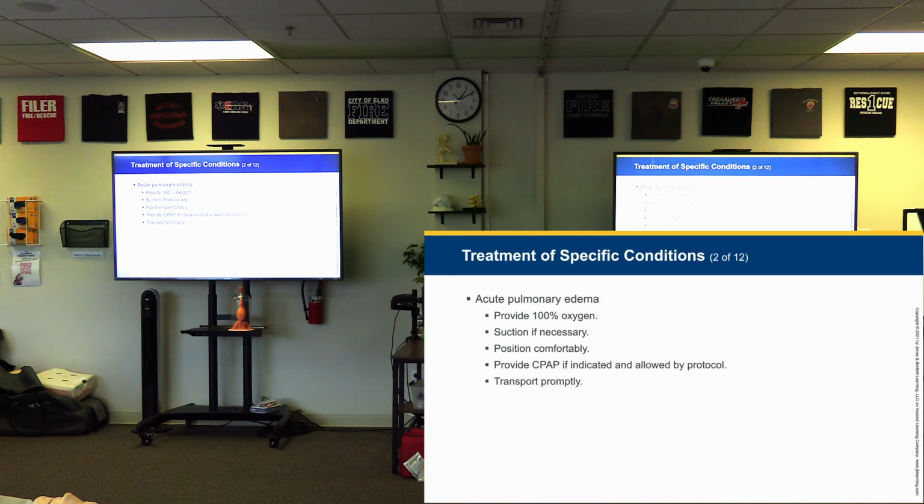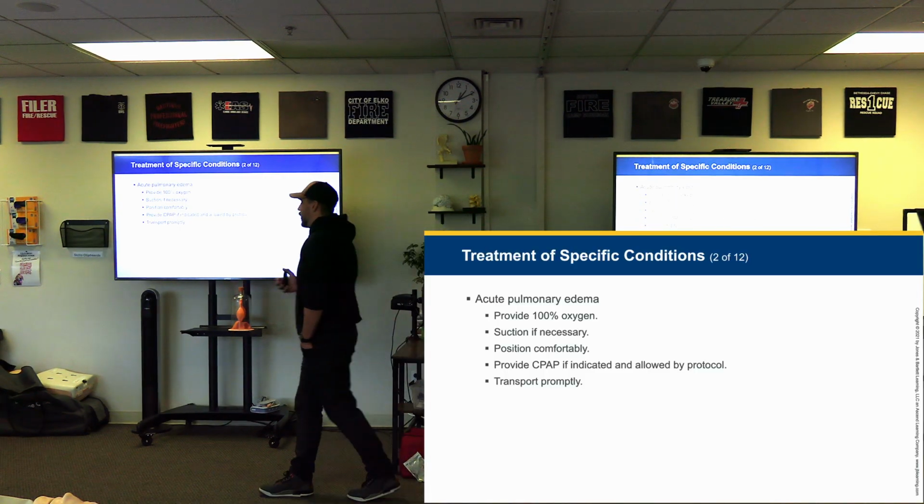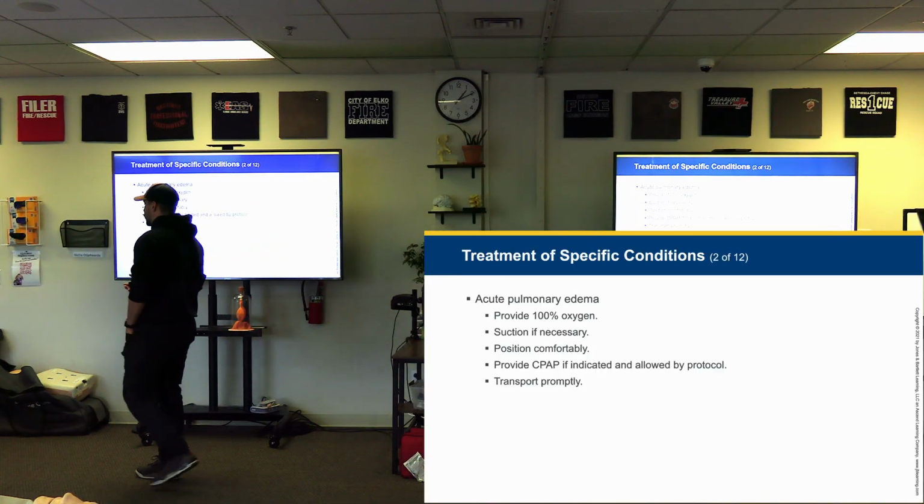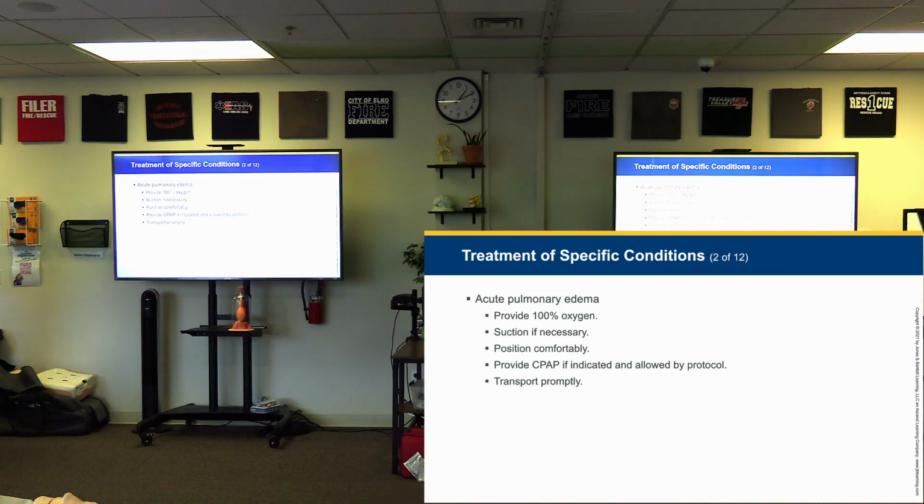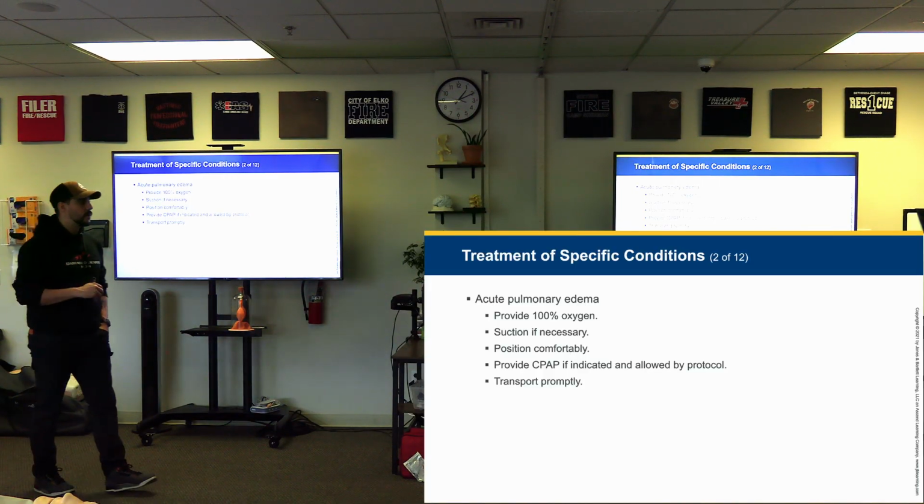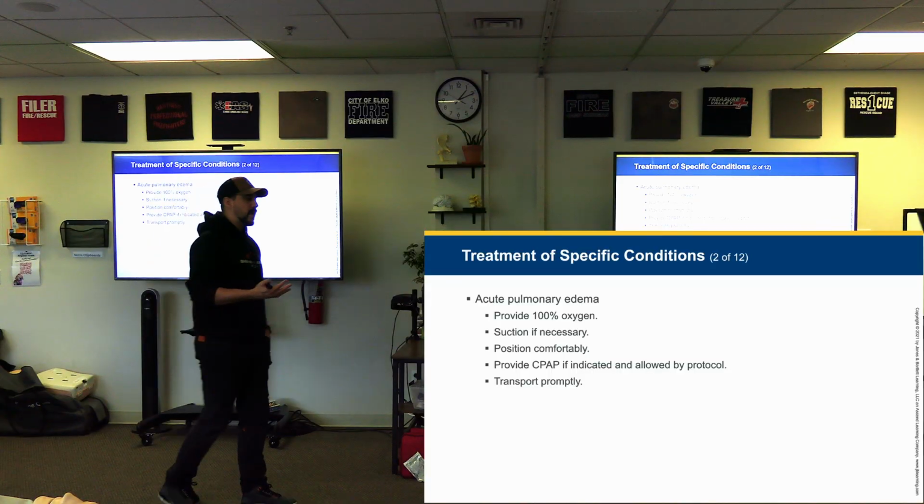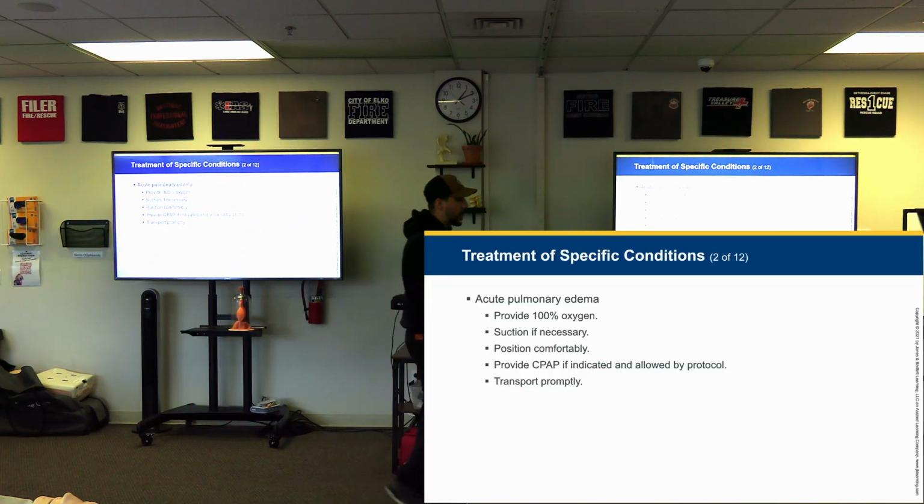For acute pulmonary edema, 100% oxygen, suction as needed, position comfortably, provide CPAP if indicated, right? Continuous positive airway pressure. That is in the BLS basic scope. So wherever your department is, make sure you're familiar. They're gonna have more than likely a BLS specific CPAP, usually just plugs onto the oxygen and you just open it up to 15 and away it goes. But depending on your system, you may have a ventilator that has settings, and that's probably out of your wheelhouse. So just know what you're allowed to do and transport promptly.